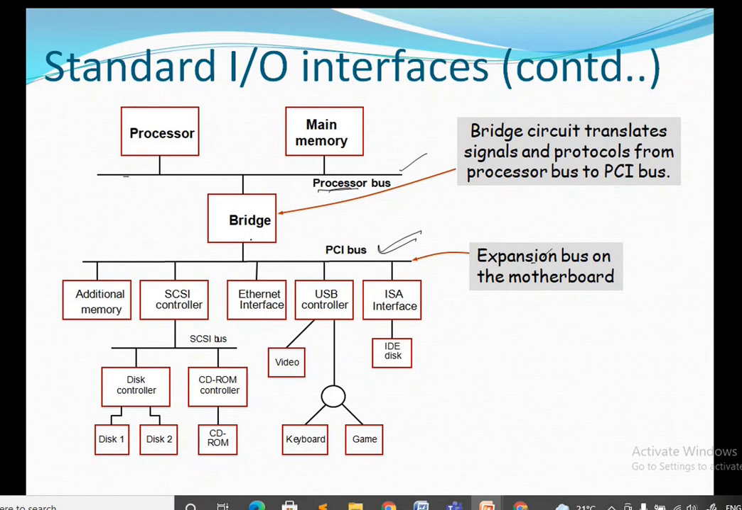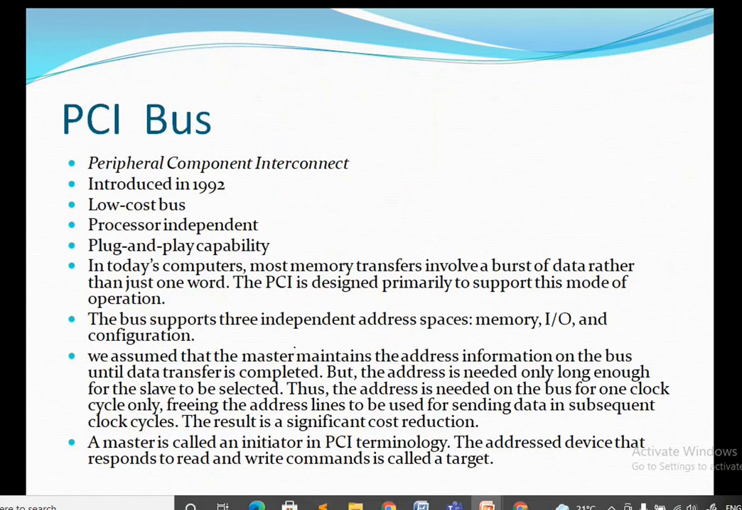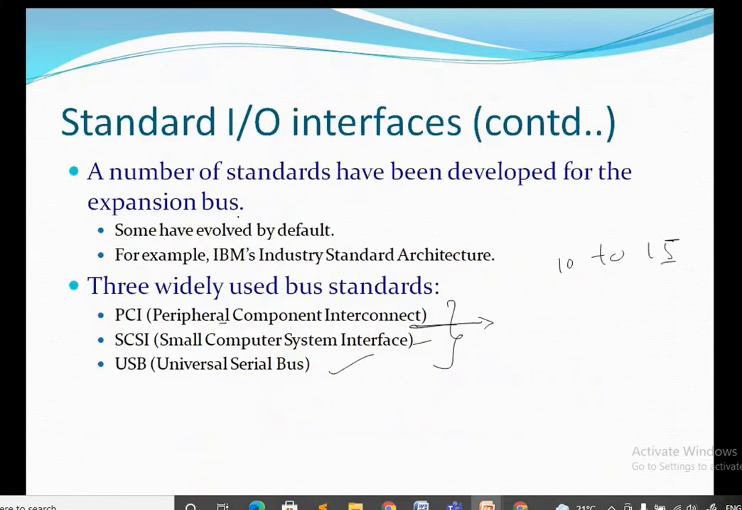Now we'll discuss the three types: one I told, the PCI bus, the second one is the SCSI bus, and the third one is the USB bus. We'll discuss all these three types one by one, starting with the PCI bus. You need to remember it is peripheral component interconnect. Just note down: peripheral component interconnect. SCSI indicates small computer system interface, and USB indicates universal serial bus.